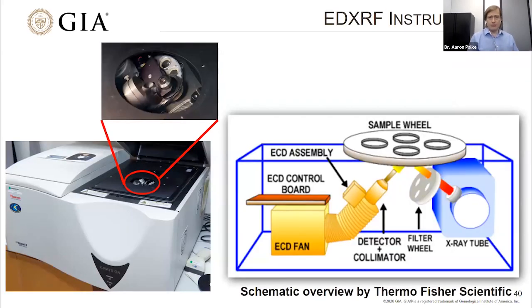Here's a little bit of an overview of what the instrument looks like. You put your sample on the sample wheel shown here. You have an X-ray tube coming in at one angle, shooting your sample with X-rays at high energy. And then at the other angle coming off of it, you have a detector that's collecting all of the X-rays that are being emitted from your sample because of the X-ray that you're shooting at it.